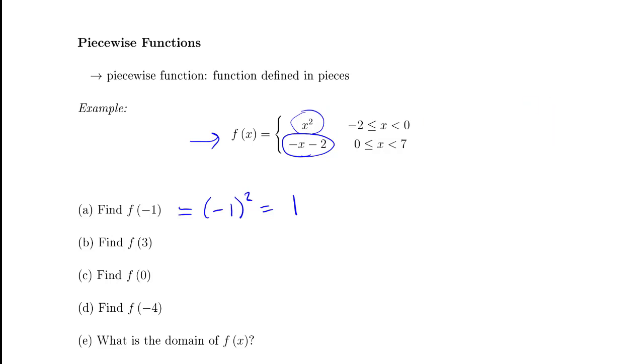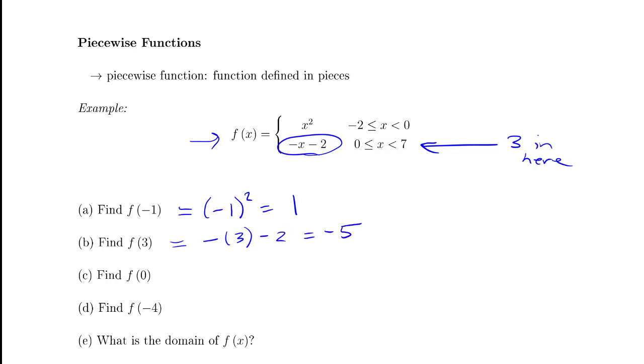Okay, now we go back. If I want to do f of 3, I have to find out where is 3. 3 falls in here now. That means I do -x minus 2. So I do negative the 3 minus 2. That's -3 minus 2. That's -5. Notice I'm not plugging it into the other one as well, just the one where you find that value.